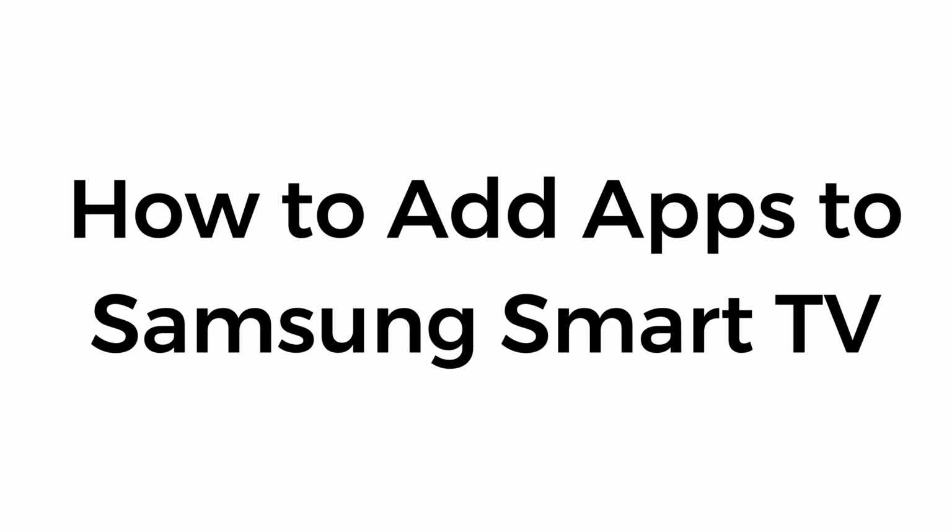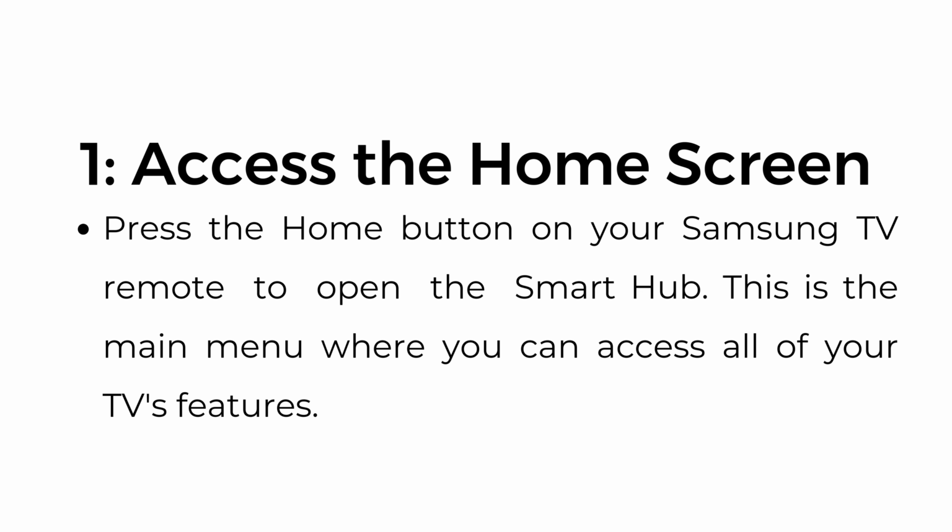How to add apps to Samsung Smart TV. Step number 1. Access the home screen. Press the home button on your Samsung TV remote to open the Smart Hub. This is the main menu where you can access all of your TV's features.